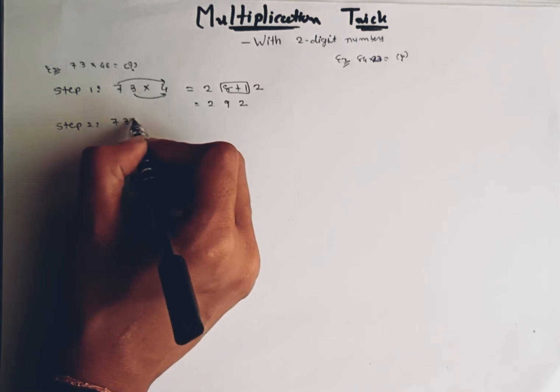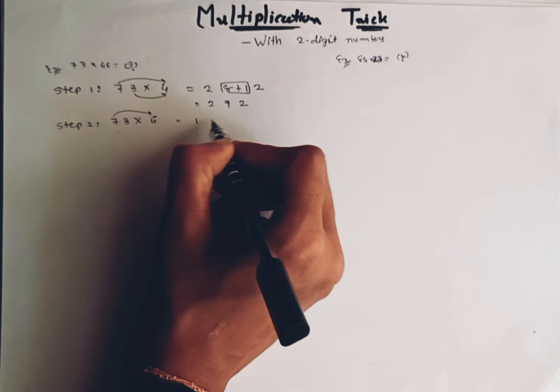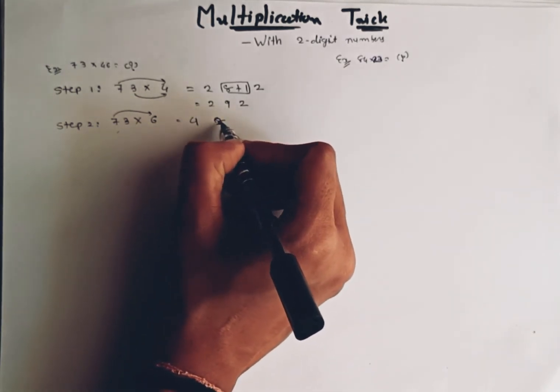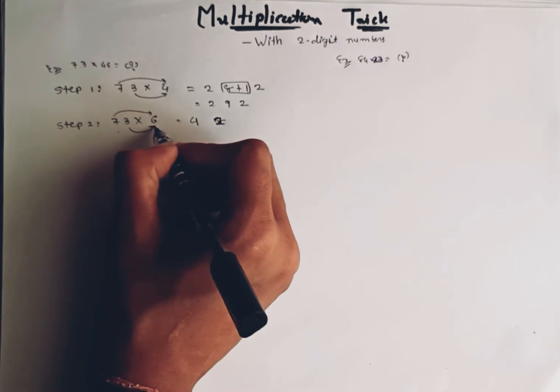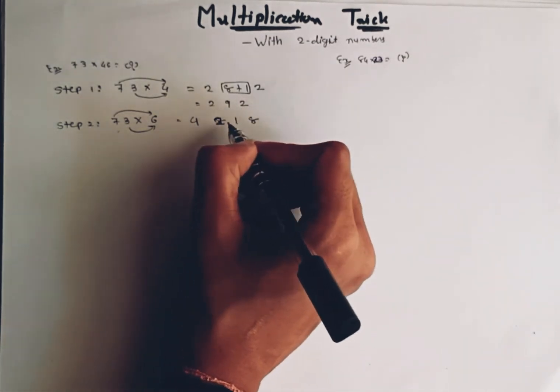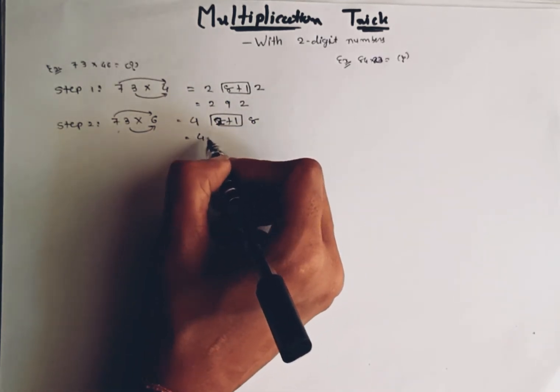73 cross 6. 7 cross 6 is equal to 42. 3 cross 6 is equal to 18. So 2 plus 1, 3. 4, 3, 8.